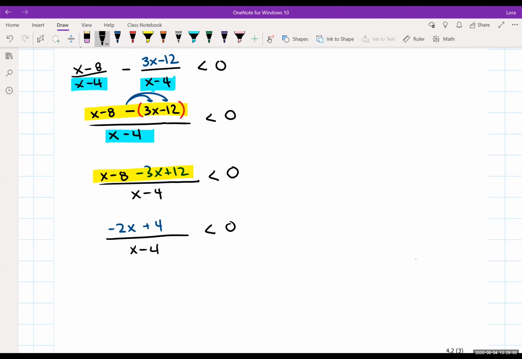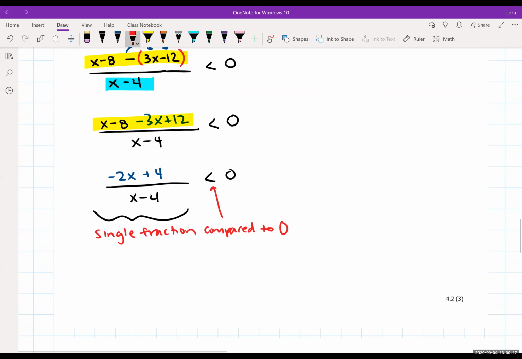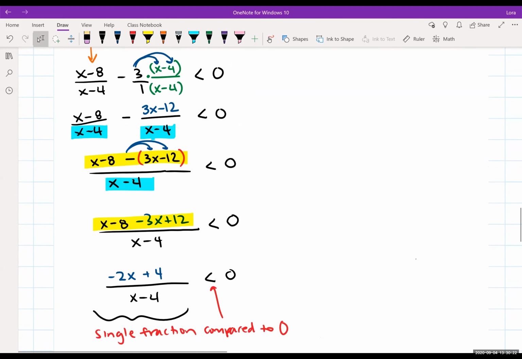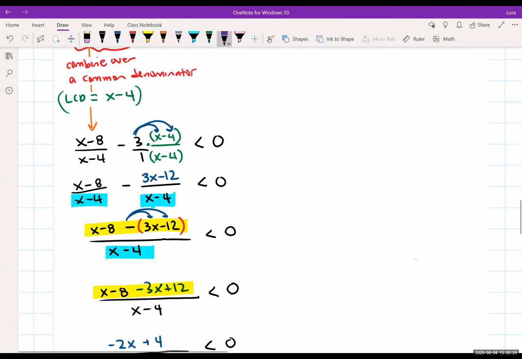So notice, just so that you can see, we now have a single fraction and it's compared to 0. That's the comparison with the inequality symbol, and I know you know 0 is 0. So now we're ready to start with the sign analysis method. The first thing you want to do is find the boundary points. So first things first, let's find those boundary points, and I'm going to scroll up.